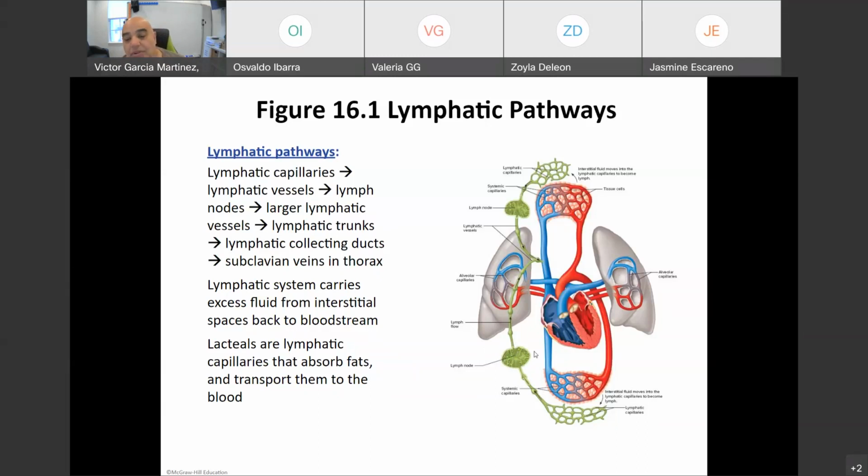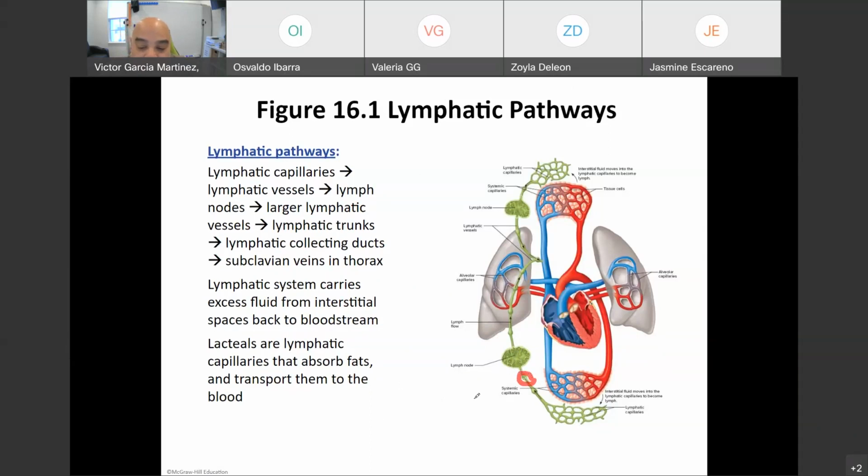And remember, I told you, we have lymph nodes. They are filters for our blood. We're picking from here some lymph, some interstitial fluid. Then from these capillary beds, we're sending that fluid into the lymphatic vessels and then to the lymph node. This lymphatic vessel before the lymph node is called the afferent vessel.